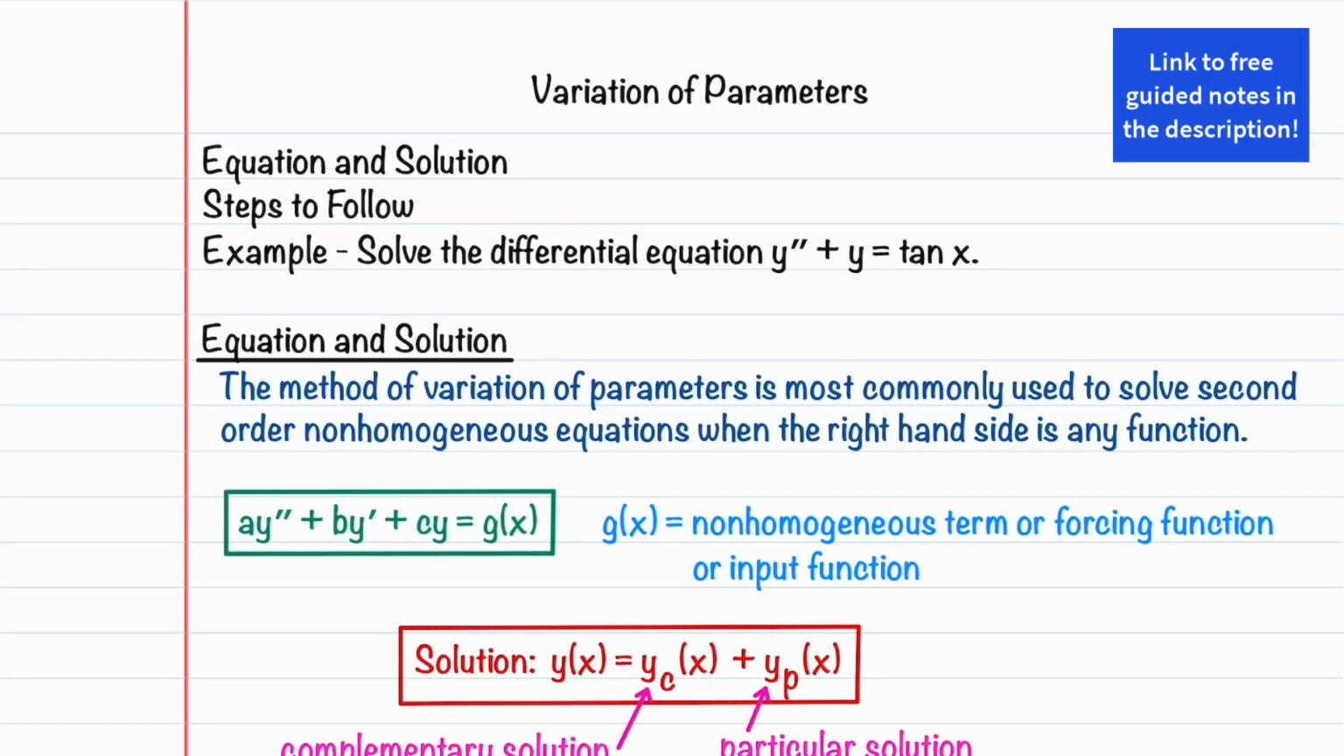In this video, we're going to learn how to solve second-order non-homogeneous differential equations using variation of parameters. We'll start by looking at the equations that you can solve using this method and go over the formulas that you'll need to find the solution. We'll then walk through 4 steps that you can follow and work through an example so that you can see exactly how the method works. Let's get started.